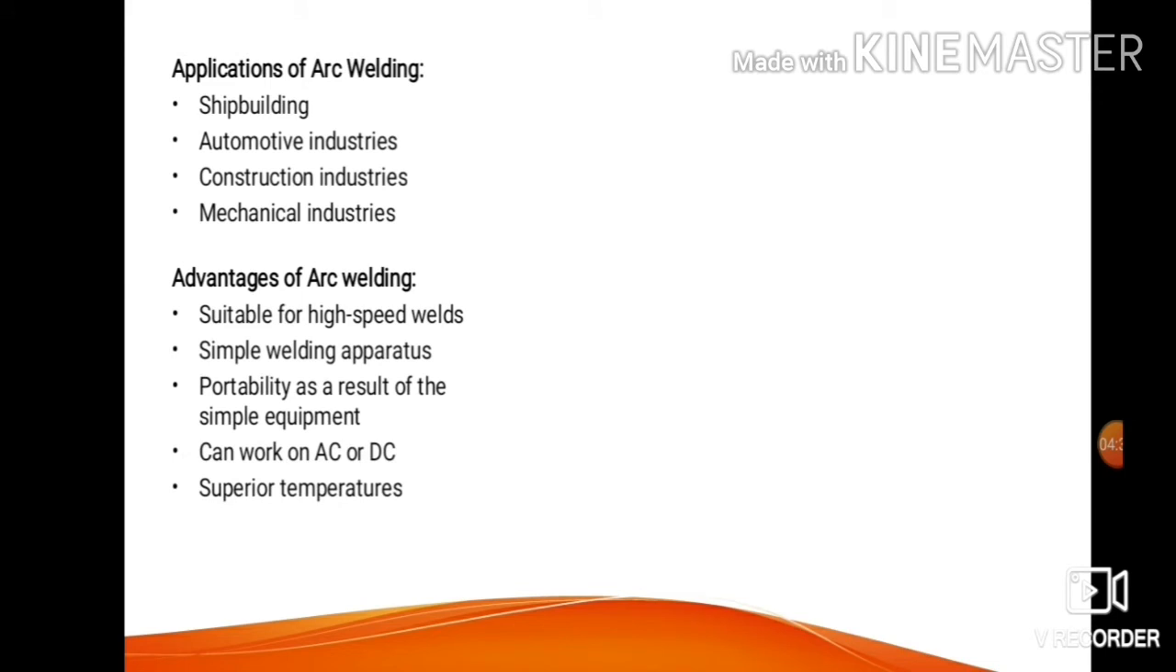It is suitable for high speed welds. Simple welding apparatus is used in this type of welding. Portability as a result of simple equipment, so that we can move from one place to another place. It can work on AC or DC, that is the flexibility of current, and superior temperature. We can achieve 7000 degrees Celsius temperature with the help of arc welding. That means it is superior in temperature. What are the disadvantages of arc welding?